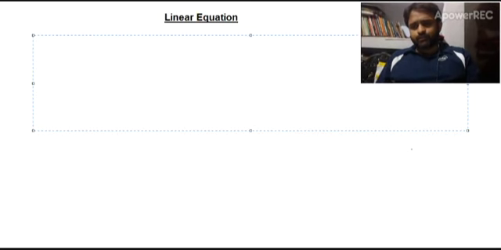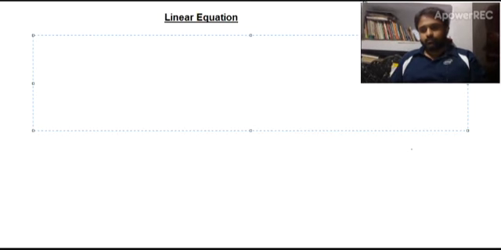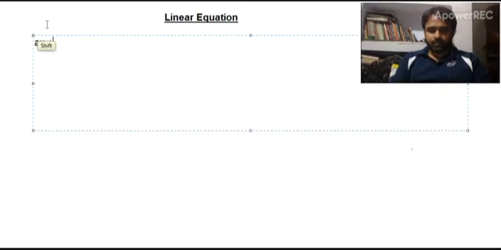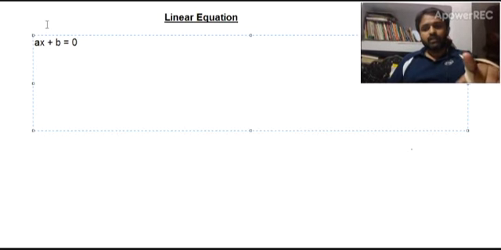Second thing comes when it is having one variable, like an expression which is having one variable. If it is written like ax plus b equals to 0, then we will call this a linear equation in one variable. Why? Because a is a coefficient of x and b is a constant, and the entire term of the left hand side is equals to the right hand side. So this is a linear equation in one variable.